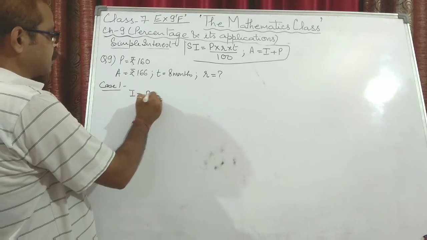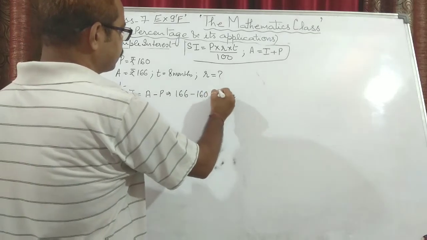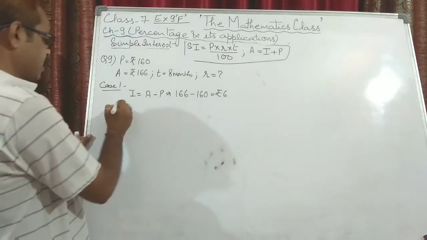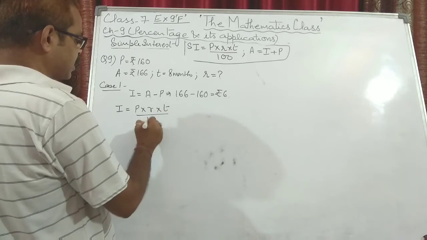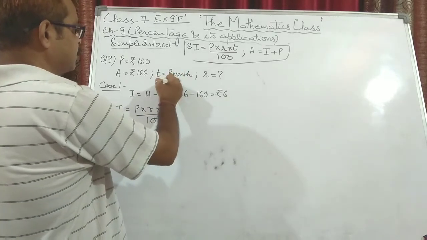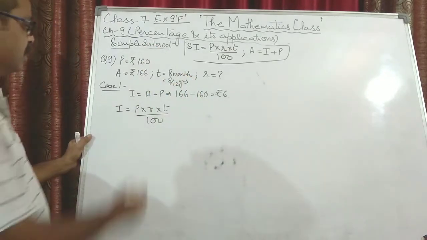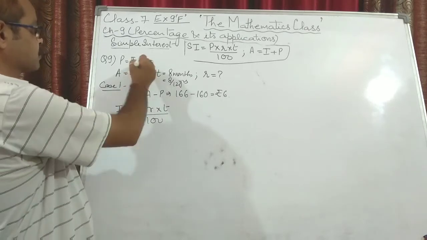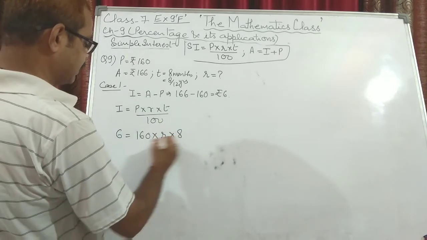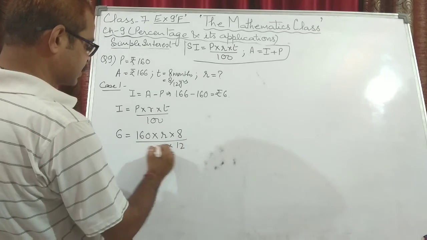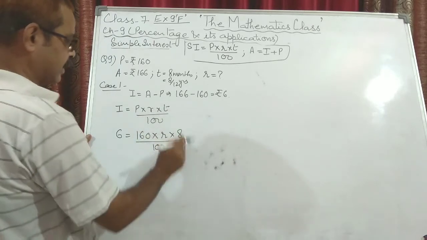Interest we know is amount minus principal. Amount is 166 and principal is 160. It means interest is rupees 6. Now we know that interest is equal to principal into rate into time upon 100. Time is given as 8 months. It will be 8 upon 12 years because time is always calculated in years. Interest is rupees 6, principal is 160, so 160 into rate, which we do not know, into time 8 upon 12, upon 100. PRT, R is in percent, so R upon 100 and time is 8 upon 12.